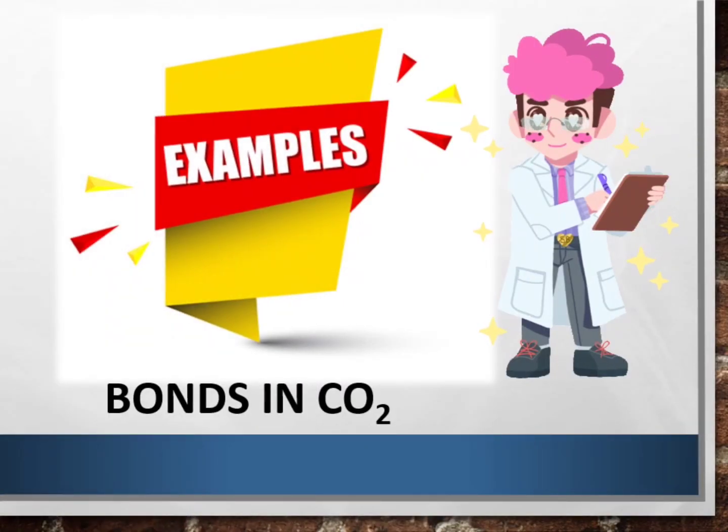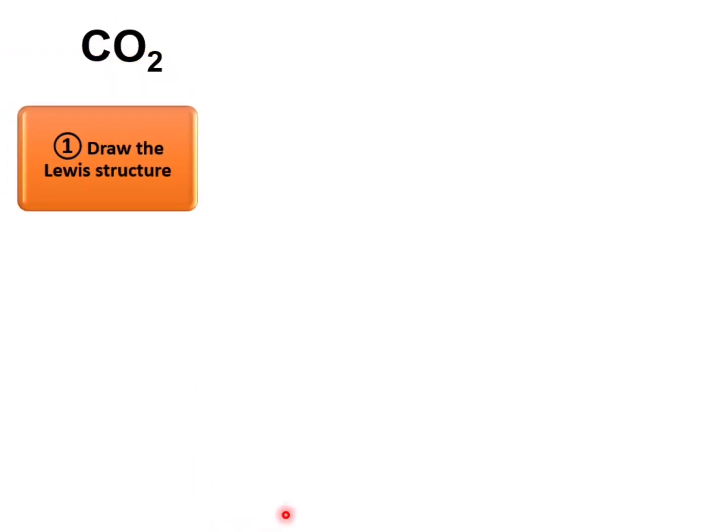Okay guys, next we look at the other example here. We have carbon dioxide. As usual, we need to draw the Lewis structure, the most plausible Lewis structure for CO2. Actually, we have discussed this in subtopic 4.1. So here I will just draw it directly. So this is the most plausible Lewis structure for carbon dioxide.